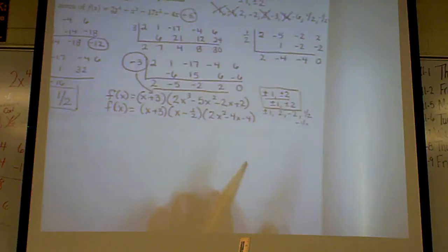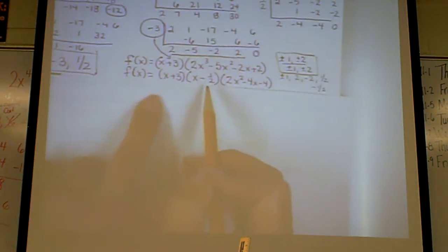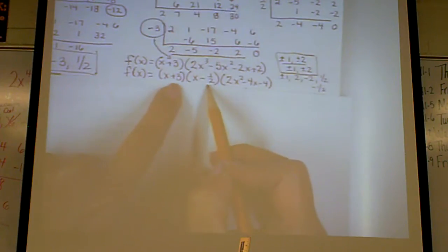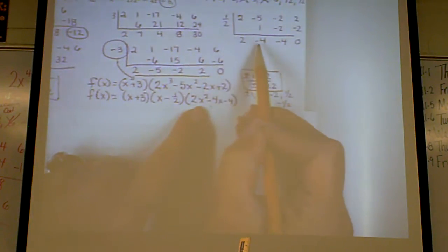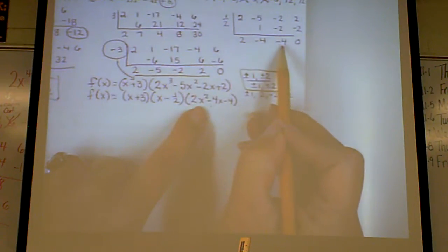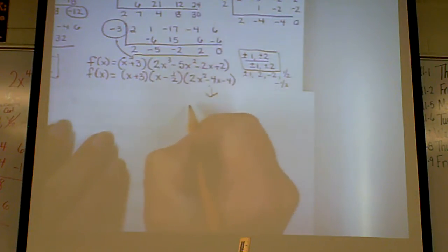So we have 2 zeros so far. We have negative 3 and we have 1/2. So in factored form, that's what you have, x minus a half. What's left is 2x squared minus 4x minus 4. Then what do you do at this point? When you have reduced your polynomial to an x squared problem, you're going to either simply factor it, which I see a 2 that can come out.